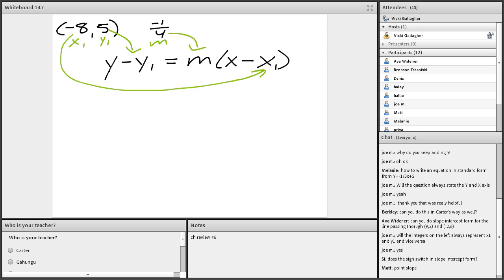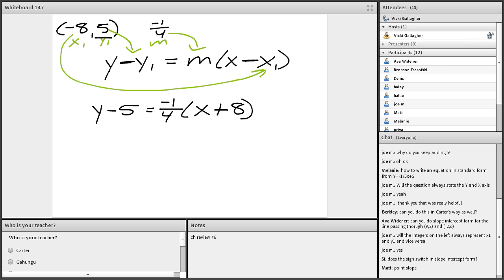And this is what they were asking about, like changing the signs. So in point slope form, because of the subtraction symbols, the signs will change. So it's going to be y minus 5. So even though it was a positive 5 up here, we wrote a negative 5 in the formula, equals my slope, which is negative 1 over 4. And then it's x minus negative 8. And that will change to a positive 8.